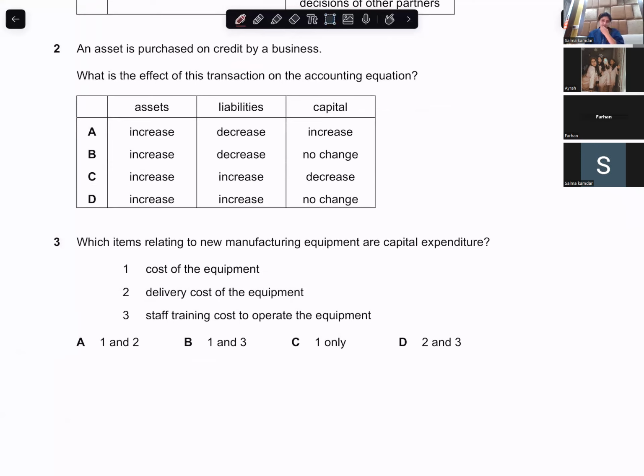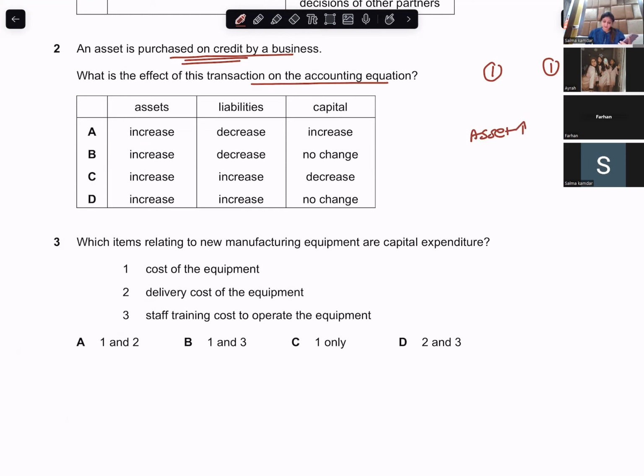Ira, read. We'll do one on one. Okay, one Farhan will do and one Ira will do. An asset is purchased on credit by a business. What is the effect of this transaction on the accounting equation? What do you mean by asset purchase on credit? Which means your asset will increase, and because it's on credit, your liability will also increase. So asset will increase and liability will also increase.